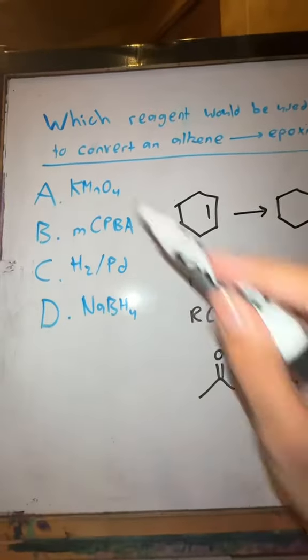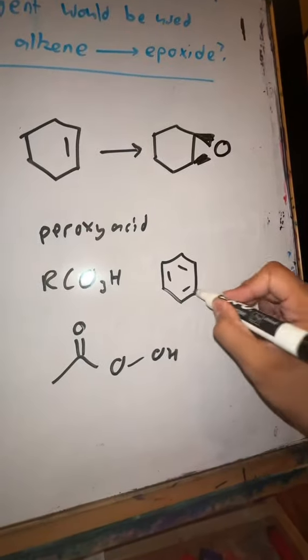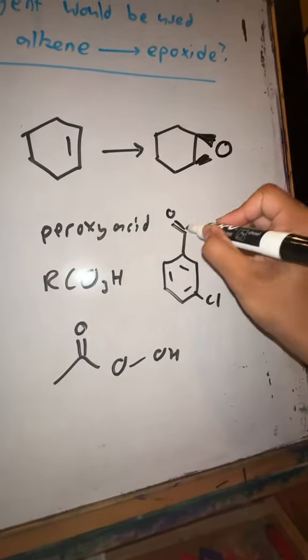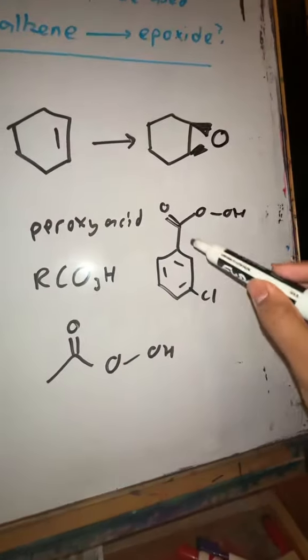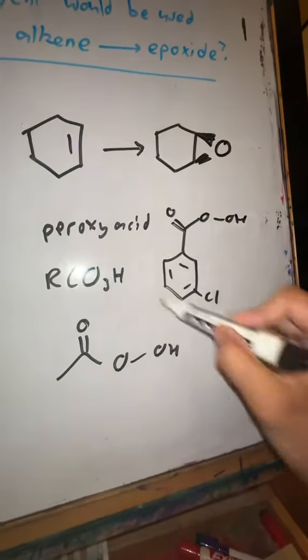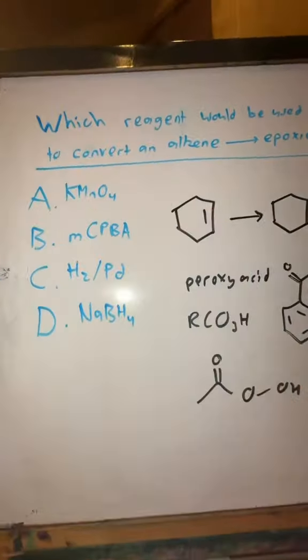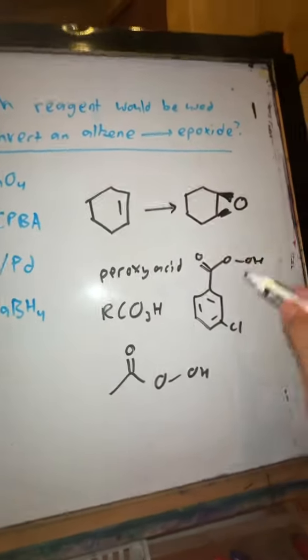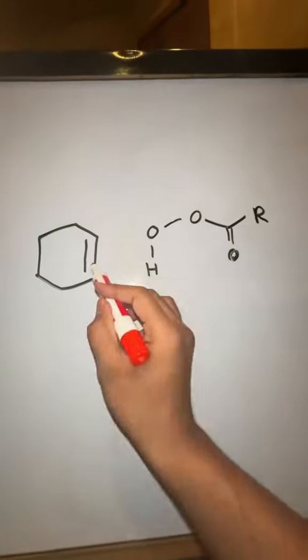The answer is going to be B, because this is metachloroperoxybenzoic acid, which looks like this. This is really bad drawing, but something like this. This is your peroxy acid part, and this is your R group and whatever. So this is something you just have to know, but we're going to talk about why this even occurs with the peroxy acids.